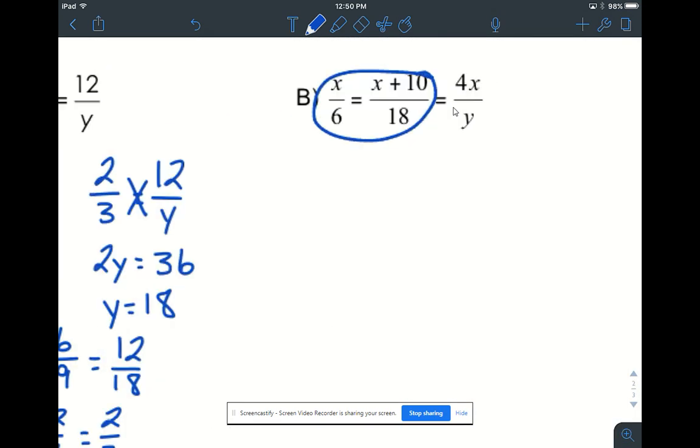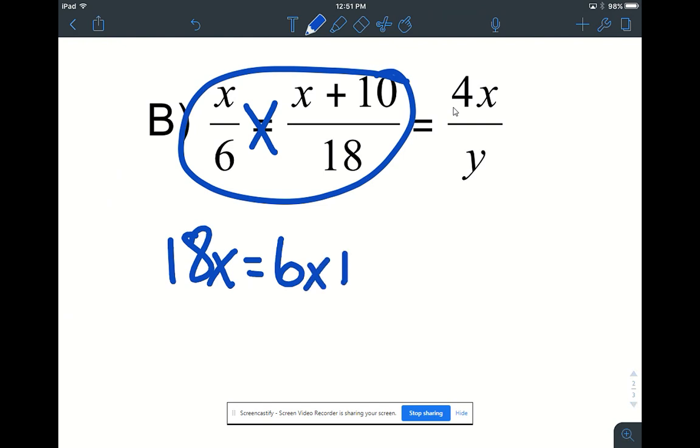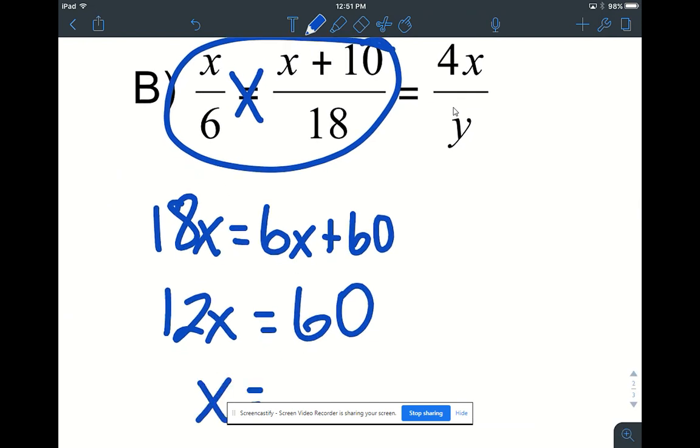So I'm just going to focus on these two and cross multiply. So that gives me 18x equals, don't forget we have to distribute the 6, so that's 6x plus 60. And then subtract your 6x. So that gives us 12x equals 60. Divide by 12. So x should equal 5.